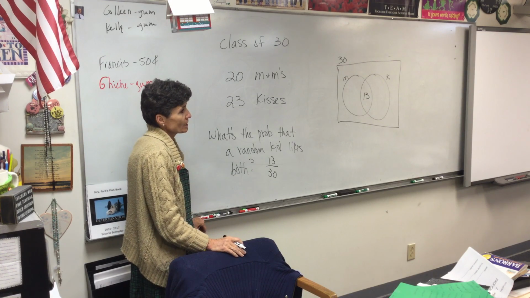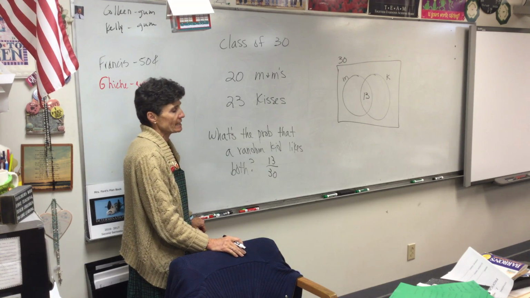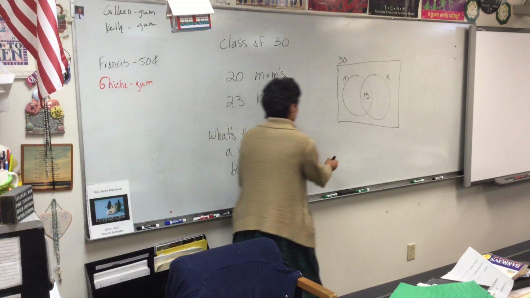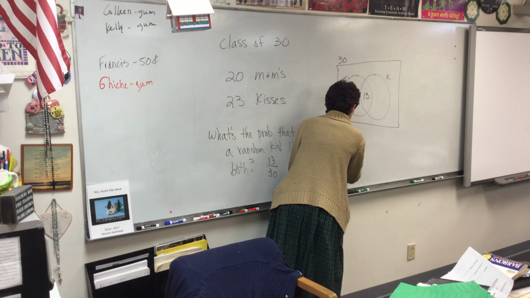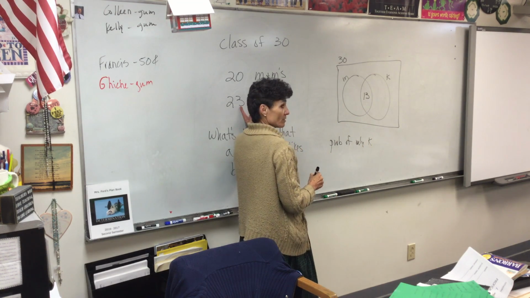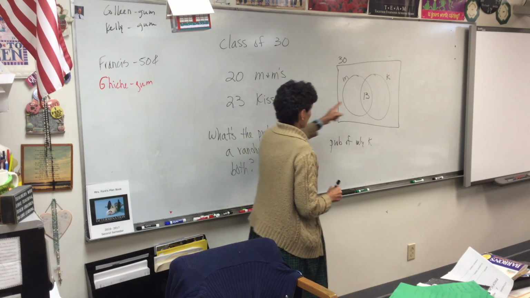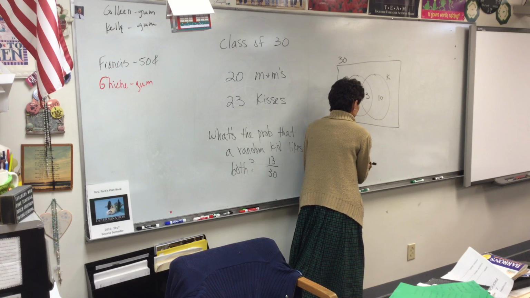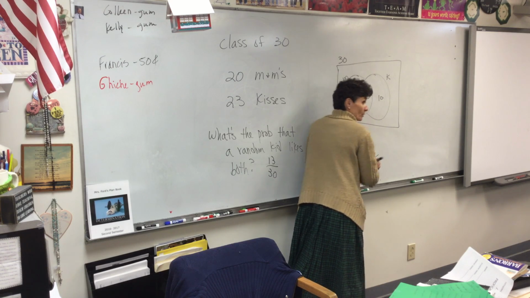Now what if the question had been how many like only candy kisses? Or not how many, but what's the probability of only candy kisses? Well, you had 23 altogether, right? 13 of them are here, so 10 of them are here. So the answer would be 10/30ths or 1/3.